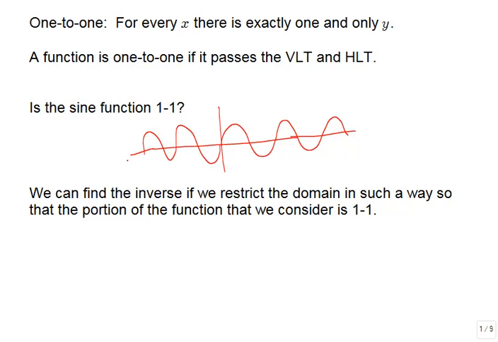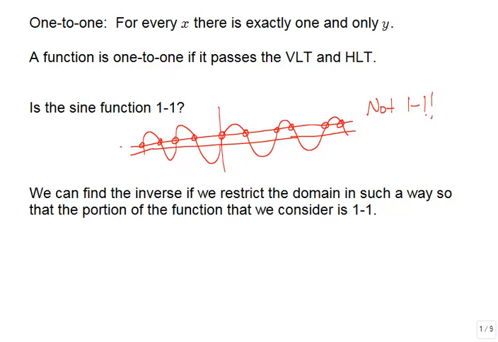Does this pass the vertical line test? Yes, because the sine curve is a function. Does it pass the horizontal line test? No. All of these places, it intersects those horizontal lines in more than one point. So it has y values that are repeating over and over again because it's periodic. So for that reason, the sine is not a one-to-one function, which means it shouldn't have an inverse function.